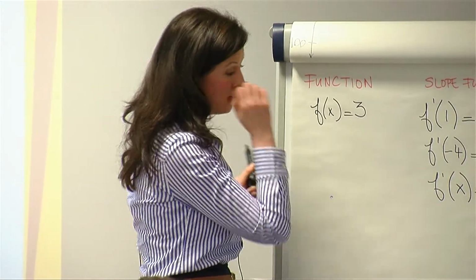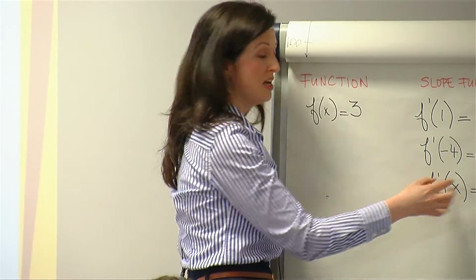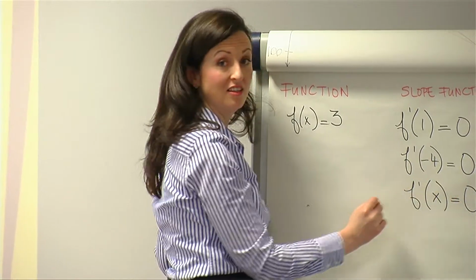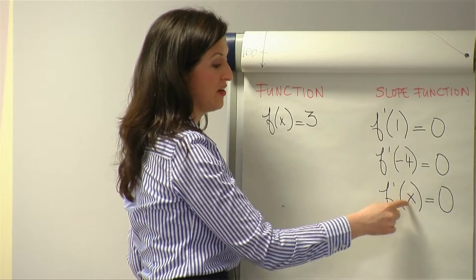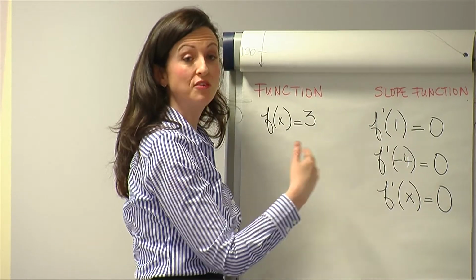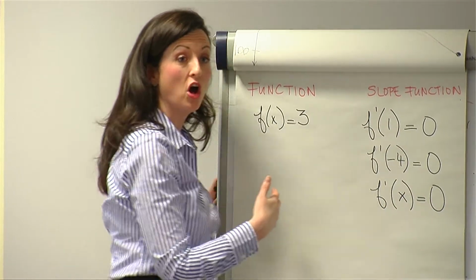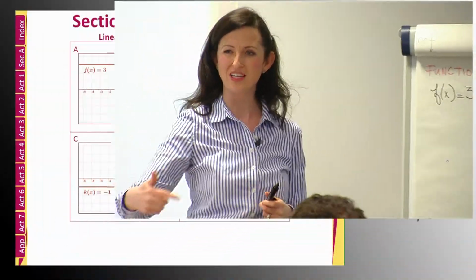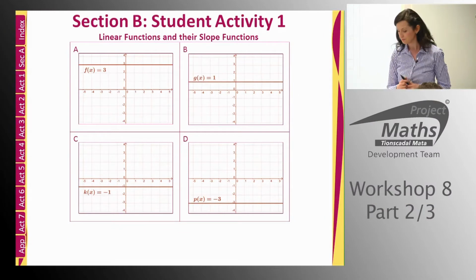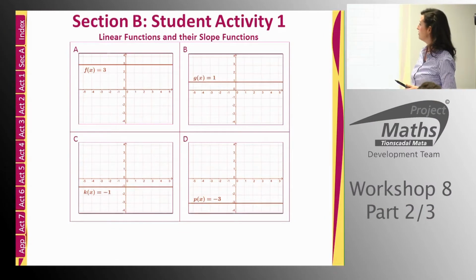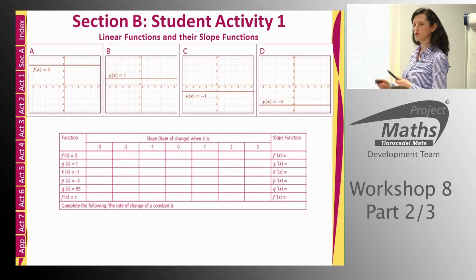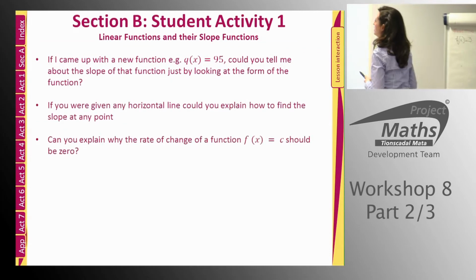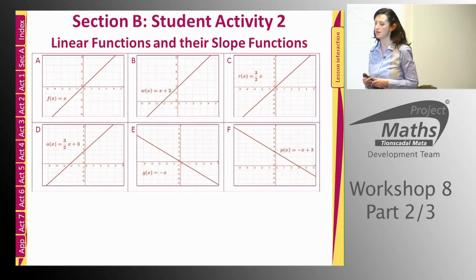And this is why we call it a slope function. It's a function because if I put minus 4 in here, I get 0. If I put 1 in here, I get 0. It gives you a guideline for all of the x values. That's why it's a function. But that will become more clear as we work through it. Moving on, you can see your T&L is full of tables for the kids to work through. We'll just move quickly on to the next one.